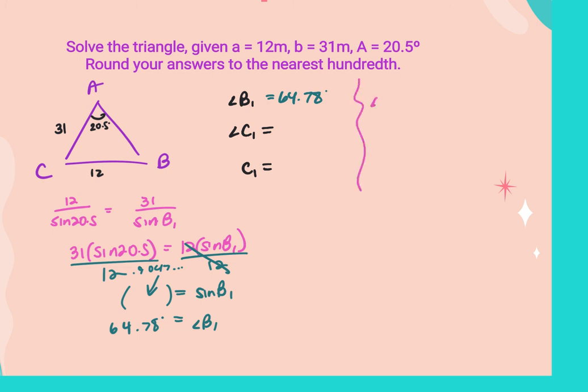Immediately, I'm going to come over here and say B2 so that I remind myself that there's a possible second triangle. To find B2, I'm going to do 180 minus 64.78. Wait, what's the 0.9047? That's what you get if you do 31 times the sine of 20.5 over 12. If you type that in the calculator, it's that 0.904, so on. So 180 minus what I got for B1 is B2, which is 115.22.